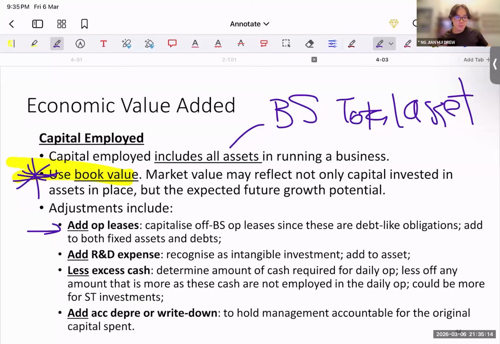Okay. So I hope this gives you a good understanding of capital employed. I spent more time on this to really illustrate this point because I know it will be useful for your GBA, even your ECA as well, when you calculate economic value added.